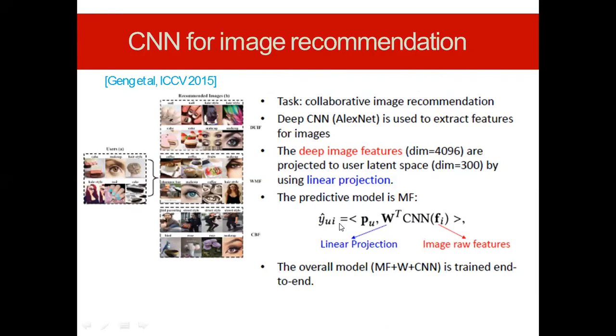The parameters here are the W, the linear transformation, and also the weights in the convolutional neural network. So we can train the whole network in an end-to-end fashion to learn W and F.